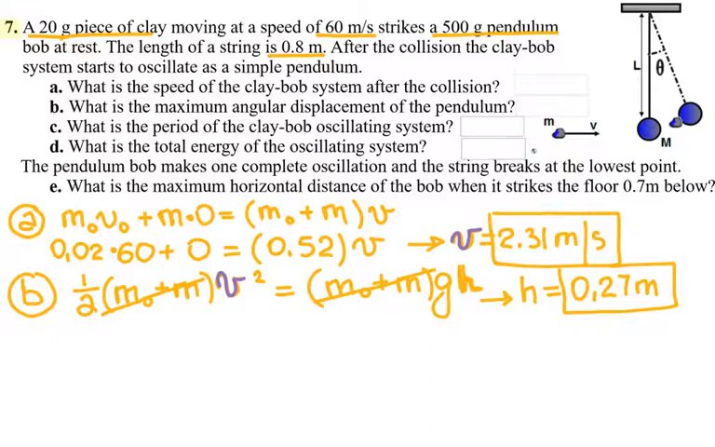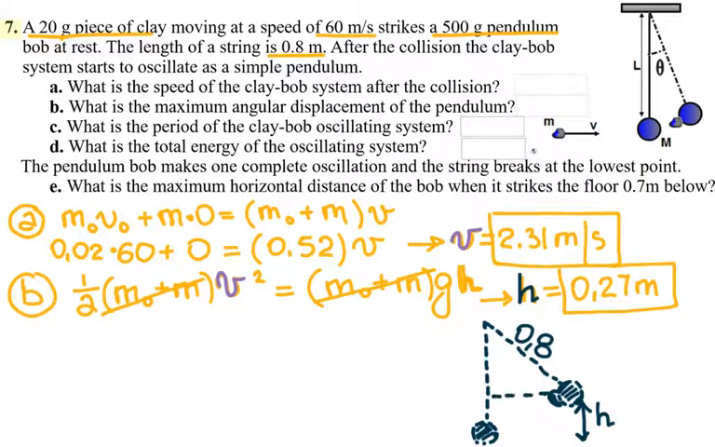And I think I need to draw it. So if this whole thing is 0.8, so this is where the bob was before the clay got stuck to it. Now the bob is going to be in this position somewhere with some clay stuck to it. So here's the bob and clay is stuck to it. The height, this one, is the one that I just found. So this is the height. And the length of the string is 0.8.